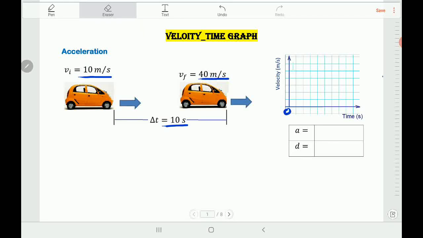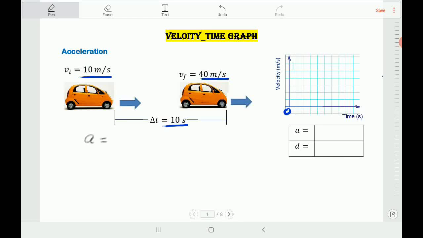The question now, we want to find the acceleration. We write acceleration by the letter A. So we'll say A is the acceleration. How do we calculate the acceleration? First, we have to understand the meaning of acceleration. The acceleration means the rate of change of the velocity. It means how much the speed or the velocity is changing per second.